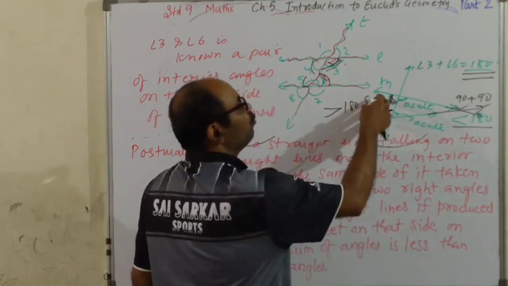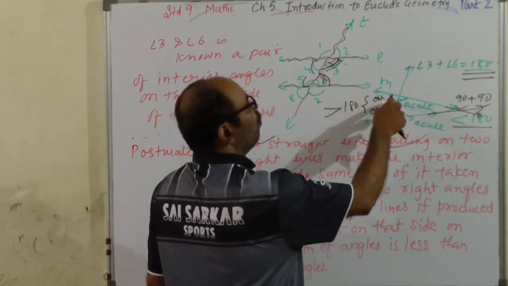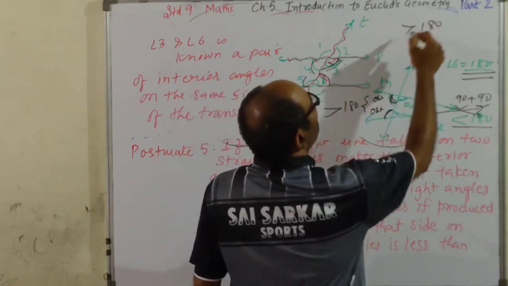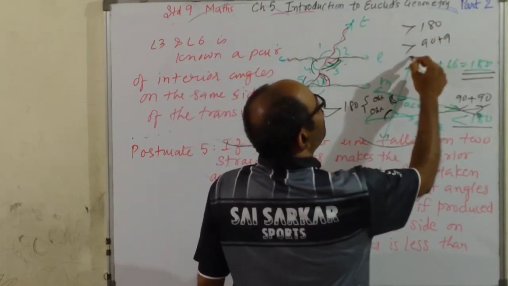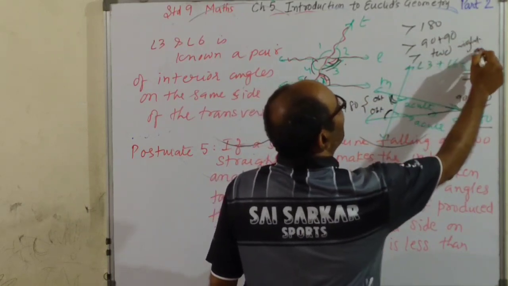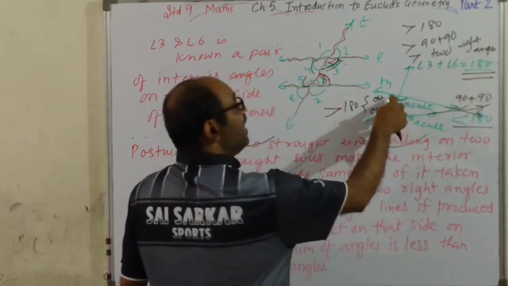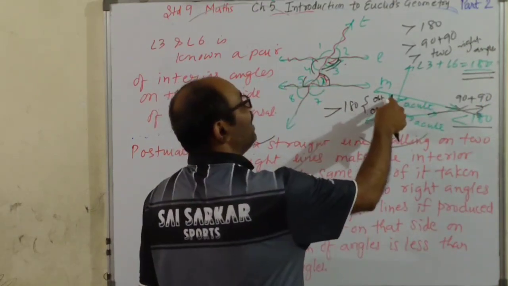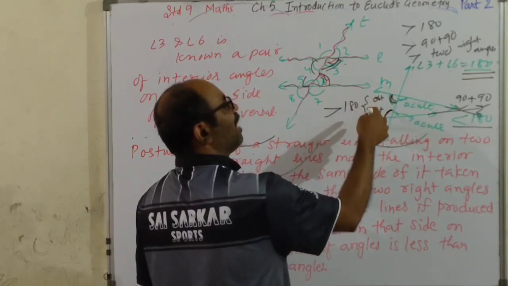Now look at this side. What is the total measure? More than 180, meaning more than 90 plus 90, meaning more than two right angles. So this pair of interior angles has a measure of more than 180, that means more than two right angles.